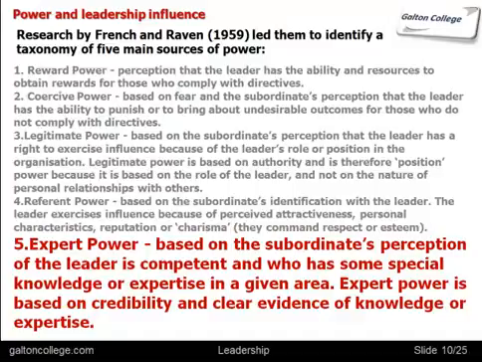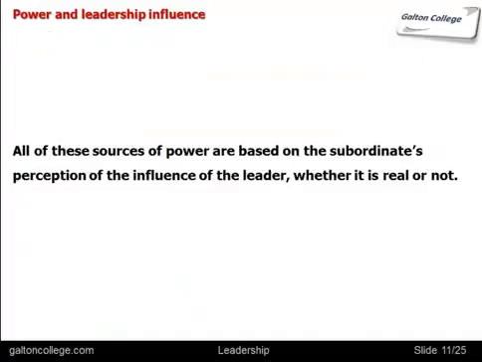Lastly, there's expert power, based on the subordinate's perception that the leader is competent, and the leader has got some special knowledge or expertise in a given area. Because the people will follow. Expert power is based on credibility and clear evidence of knowledge or expertise. Because of their expertise, they become a leader and people are willing to follow them because they know that these people have expertise. So those are 5 types of power, sources of power, and it's important to understand those.